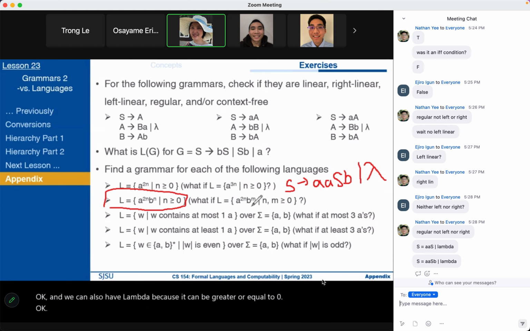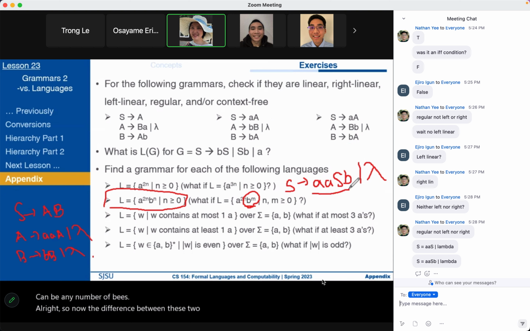Okay. So the difference between these two, for this one, you have 2 independent parts. So you can write it as A, B. The A part can be any number of A's, and the B part can be any number of B's. So note the difference between these two. For this one, it's restricting that for every 2 A's we'll have 1 B. For this one, there's nothing restricting their number. Only restricted that we have A's first, then B's.